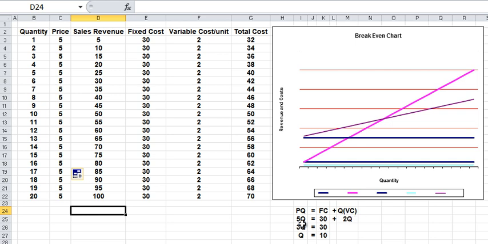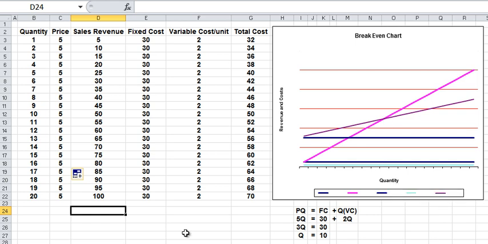which of course is just 5Q, the price is 5, Q is whatever it is here, so 5Q is equal to 30 plus 2Q, twice the quantity. In other words, if we transpose, take the 2Q across to the left hand side, we've got 5Q minus 2Q, which is 3Q, is equal to 30, and Q is equal to 10. So the break even here is 10, if you want to calculate it using very simple mathematics.